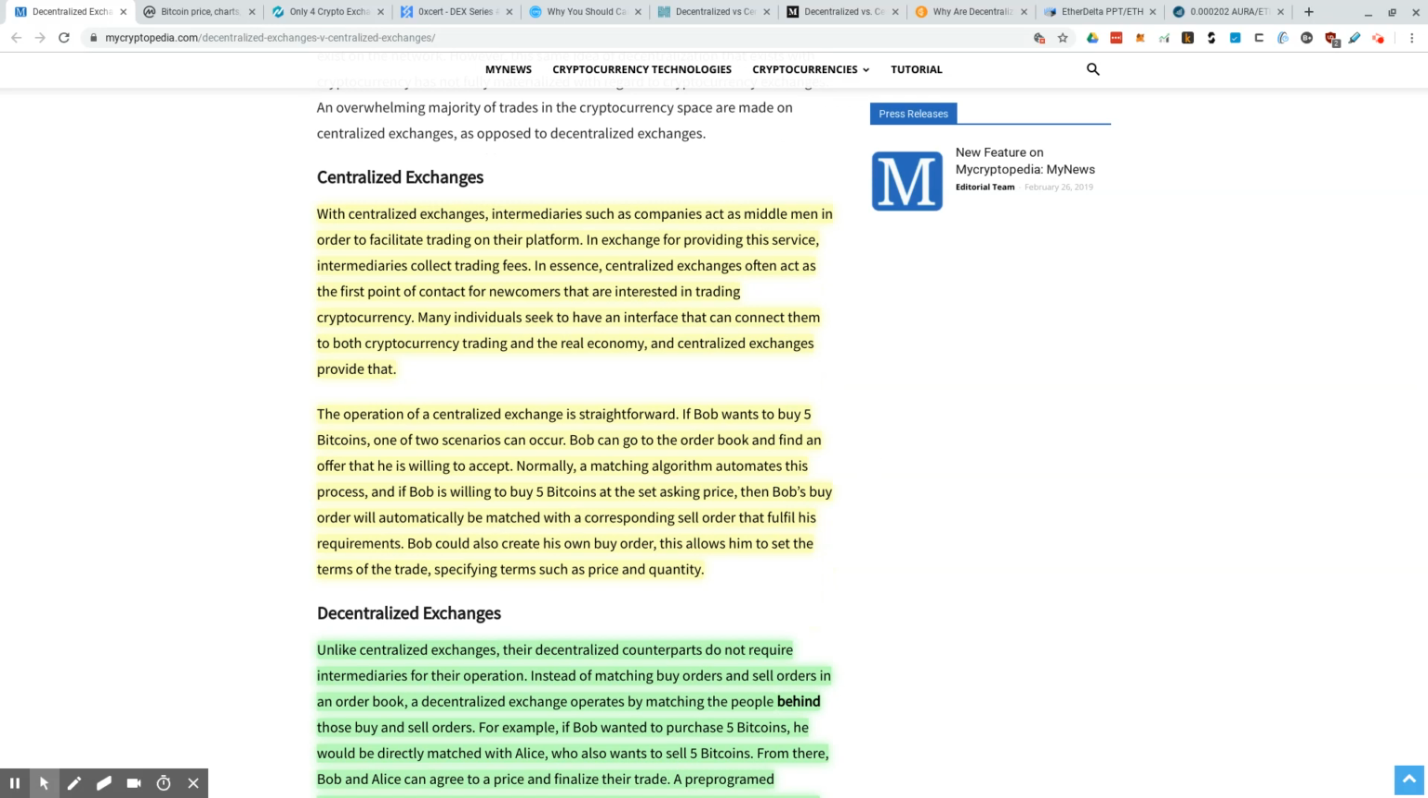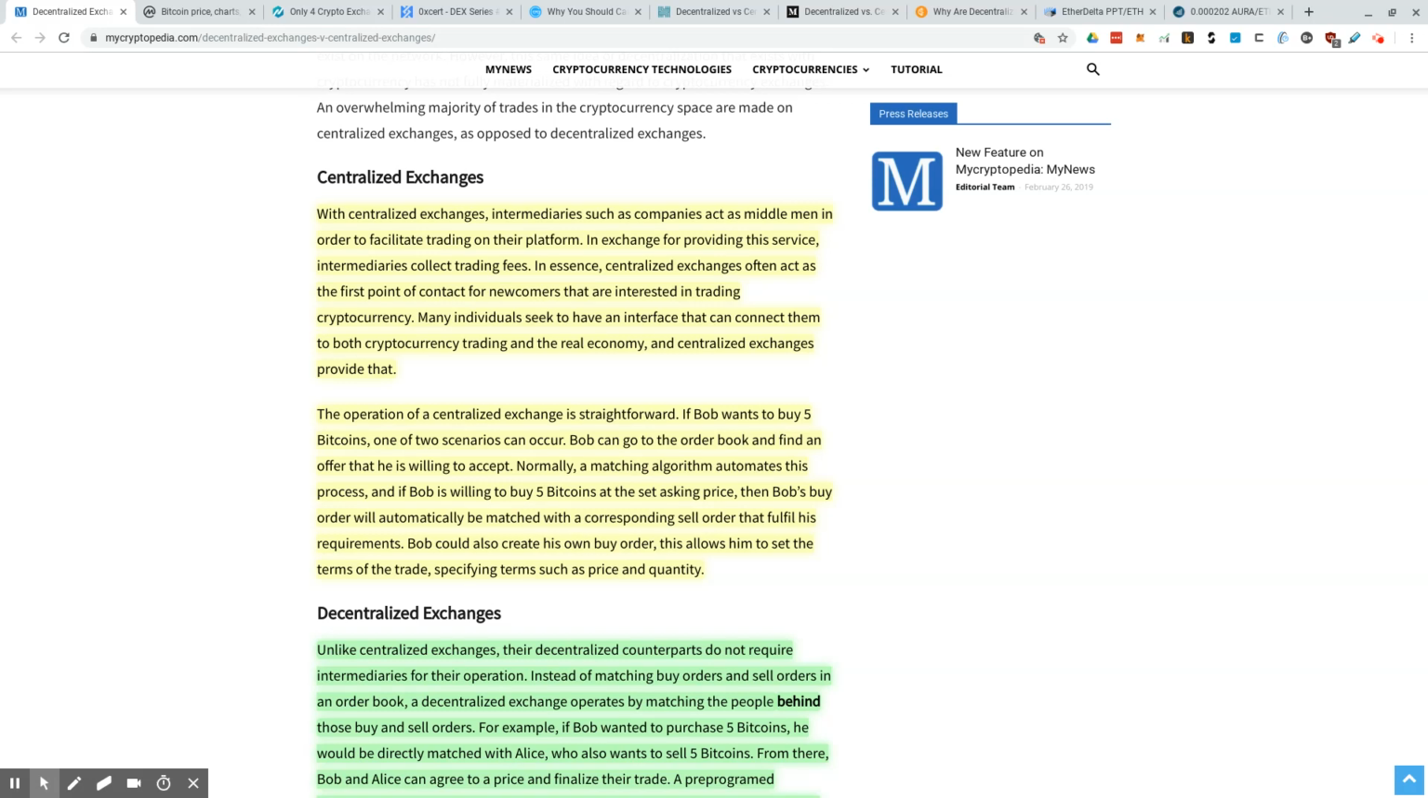With centralized exchanges, intermediaries such as companies act as middlemen in order to facilitate trading on their platform. In exchange for providing the service, intermediaries collect trading fees. In essence, centralized exchanges often act as the first point of contact for newcomers that are interested in trading cryptocurrency. Many individuals seek to have an interface that can connect them to both cryptocurrency trading and the real economy, and centralized exchanges provide just that.